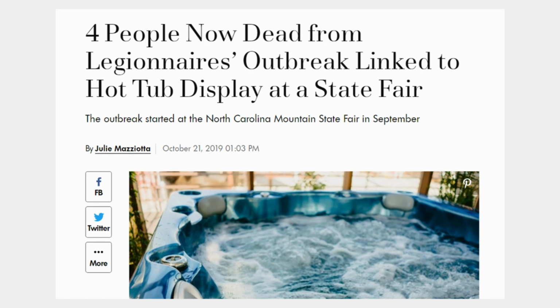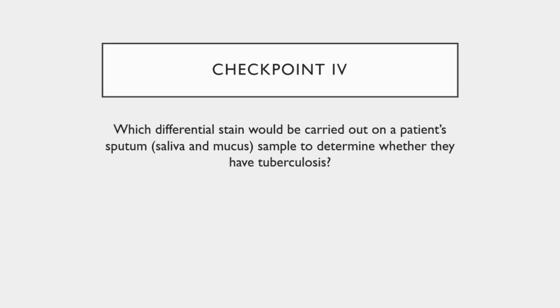So this gives you a better picture of how legionellosis is not actually communicated, it's not contagious from host to host, it's picked up from this reservoir of water.